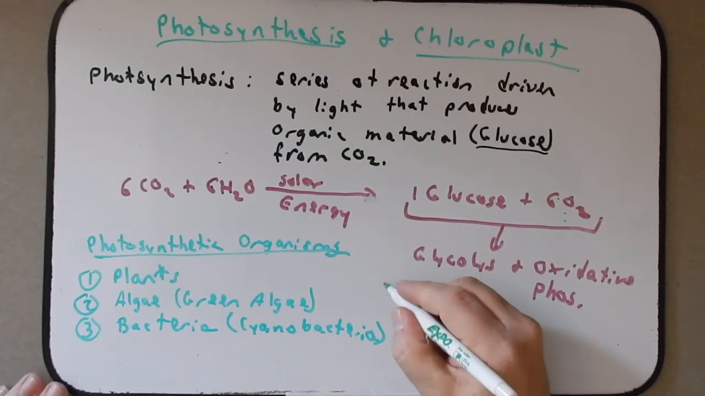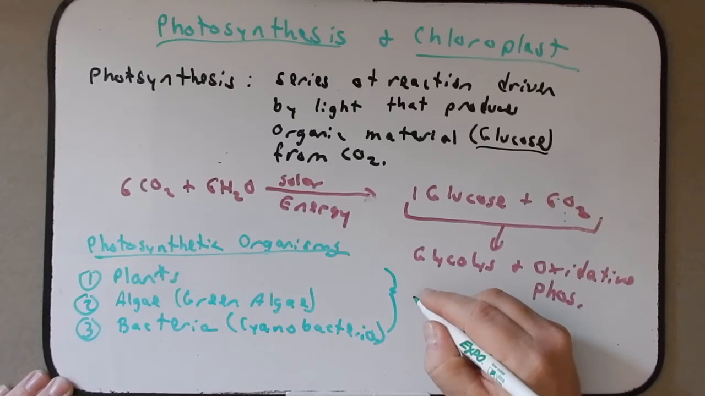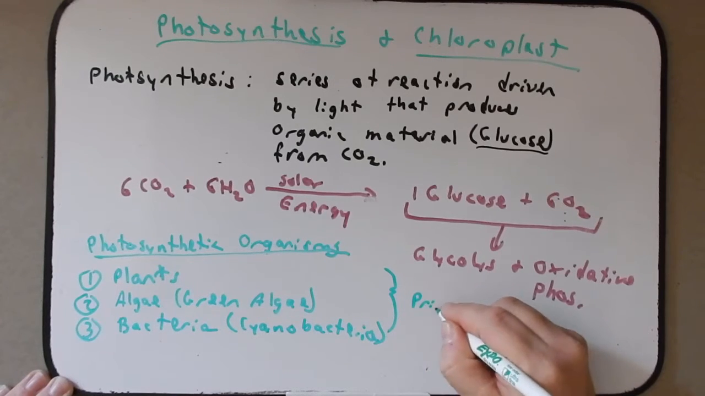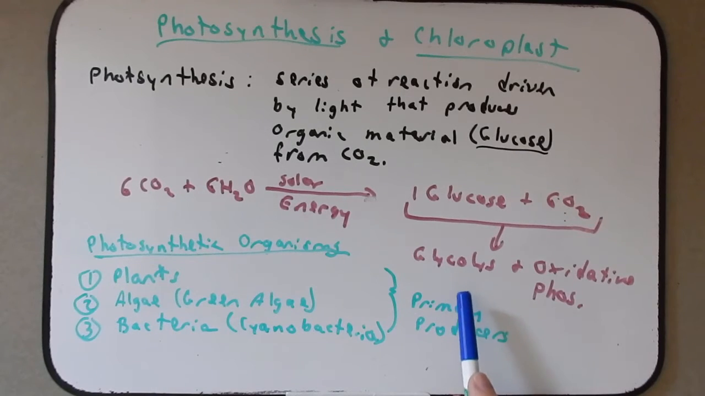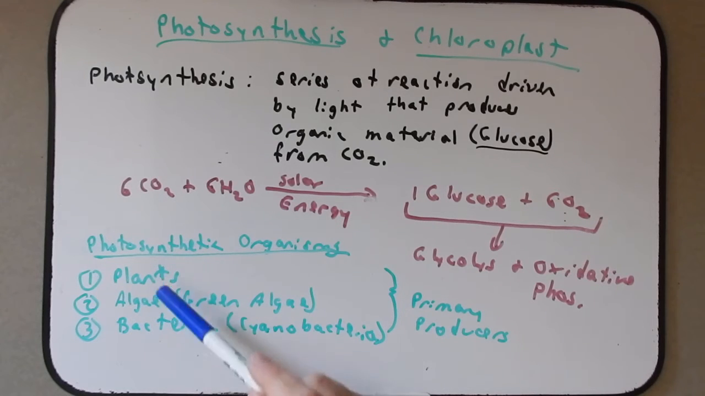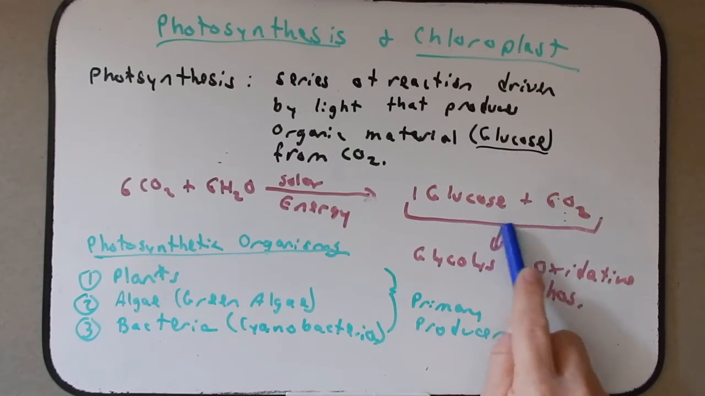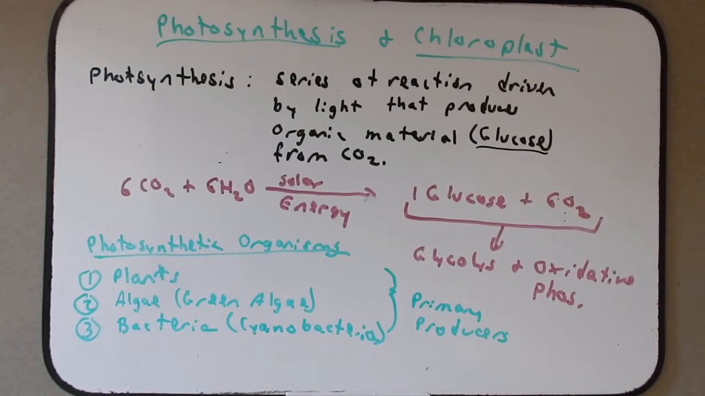But ultimately, everything is dependent upon photosynthesis. Photosynthetic organisms are what we call our primary producers. They generate the sugar that we need and the oxygen we need as you move up the trophic levels. So animals may eat a plant or algae or bacteria. In that process, they will convert these glucose and oxygen molecules into energy. So we're all dependent upon photosynthesis.